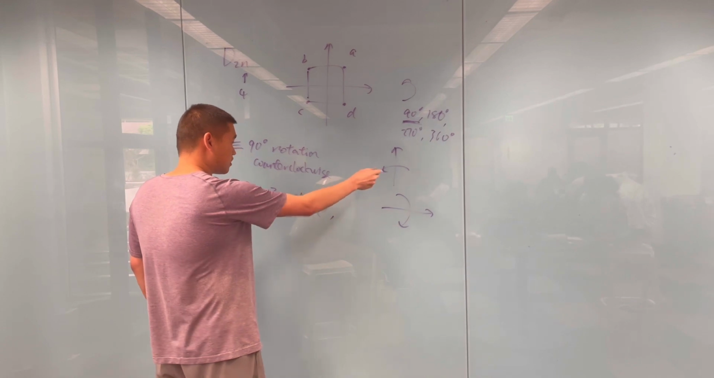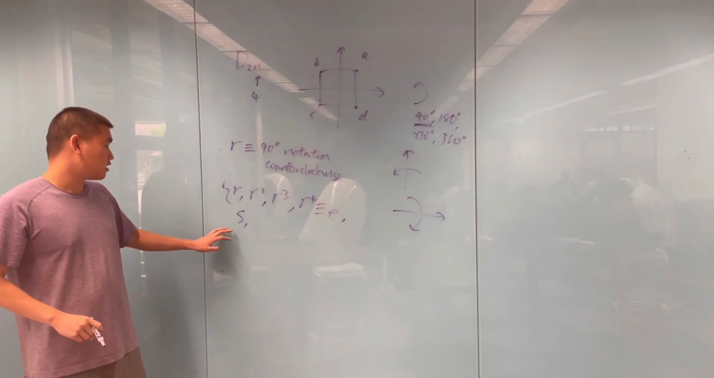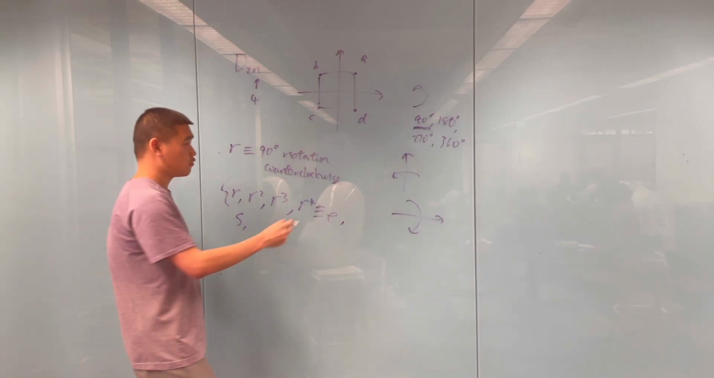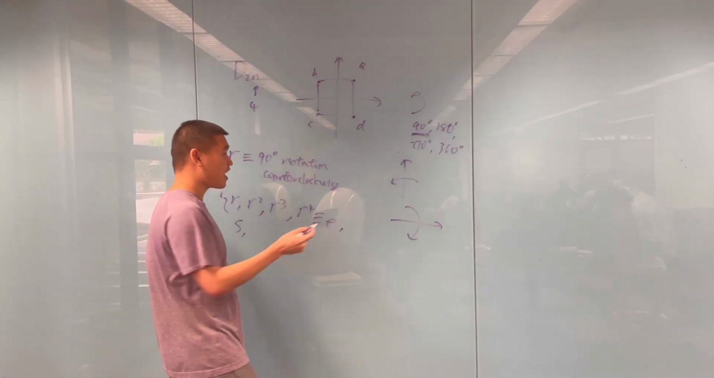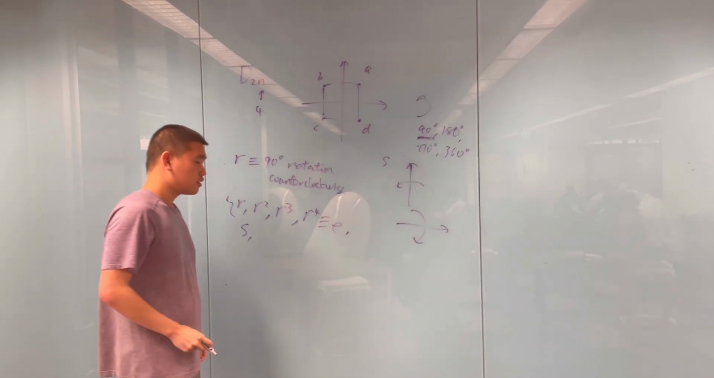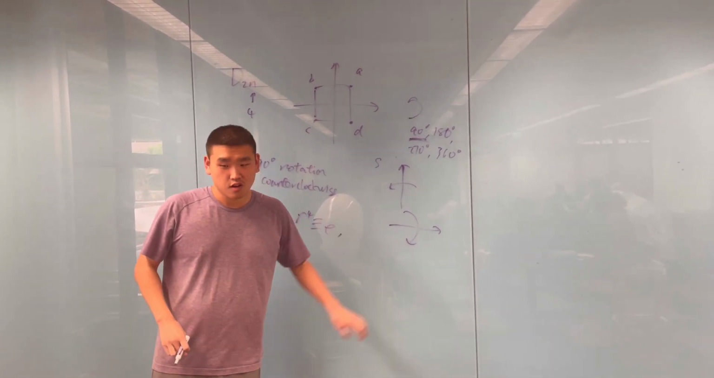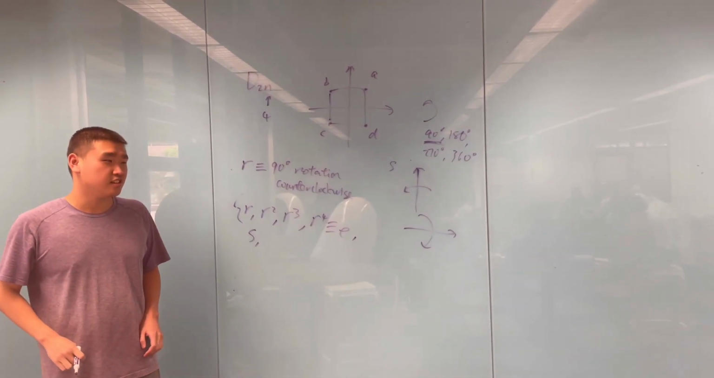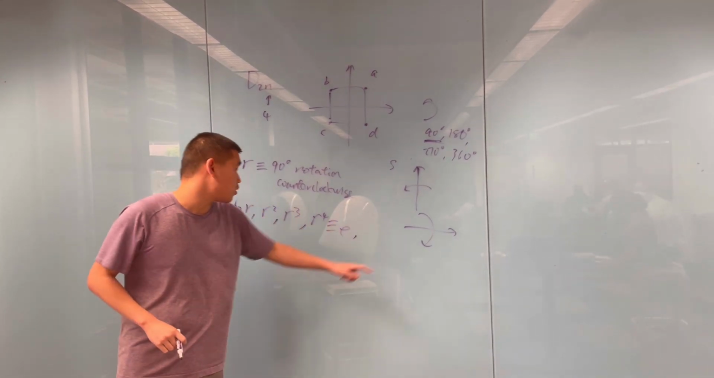We also have this reflection S, which is reflection across the x-axis, the y-axis actually. Here, this is S. But do we need another element for this? Well, in fact, we don't need to introduce another new element. We can just get this by composing R and S.